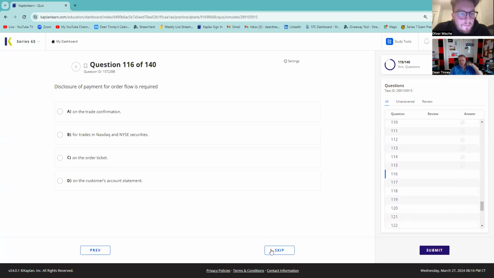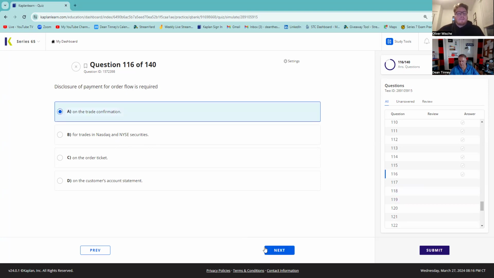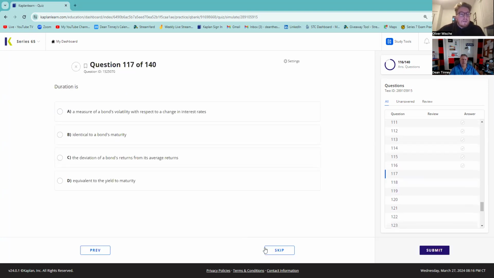Disclosure of payment for order flow is required. A. Right on, the confirmation. We would tell you we're using a reference market maker. Duration is, oh, I like this one.